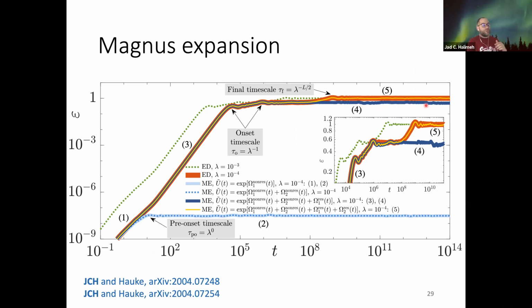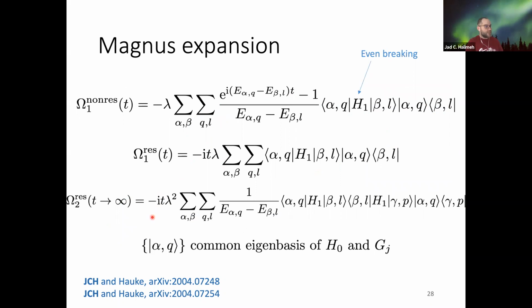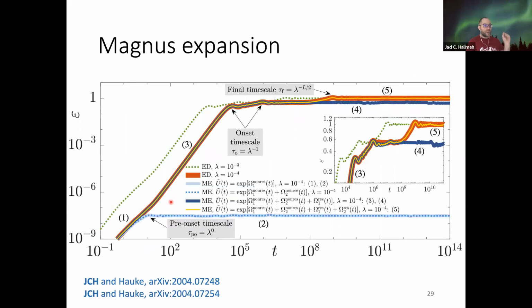Good. Now we go to the next term, omega 2 resonant. I'm not going to show you the non-resonant one because it's not important. You see omega 2 resonant, the crucial thing here to observe is that you have the term T lambda squared here. So this gives us the time scale of 1 over lambda squared. And once I reach this time scale, what happens is that omega 2 res is the culprit behind taking me out of this plateau 4, which is the onset plateau.